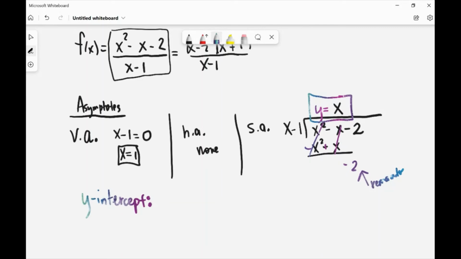Find intercepts. Okay, how do you find the y-intercept? You got to set it to 0. Set what to 0? The denominator? No, y'all, you set x to 0. For the y-intercept, you plug in a 0 for x. For the x-intercept, you plug in a 0 for y. It's the opposite of what you think.